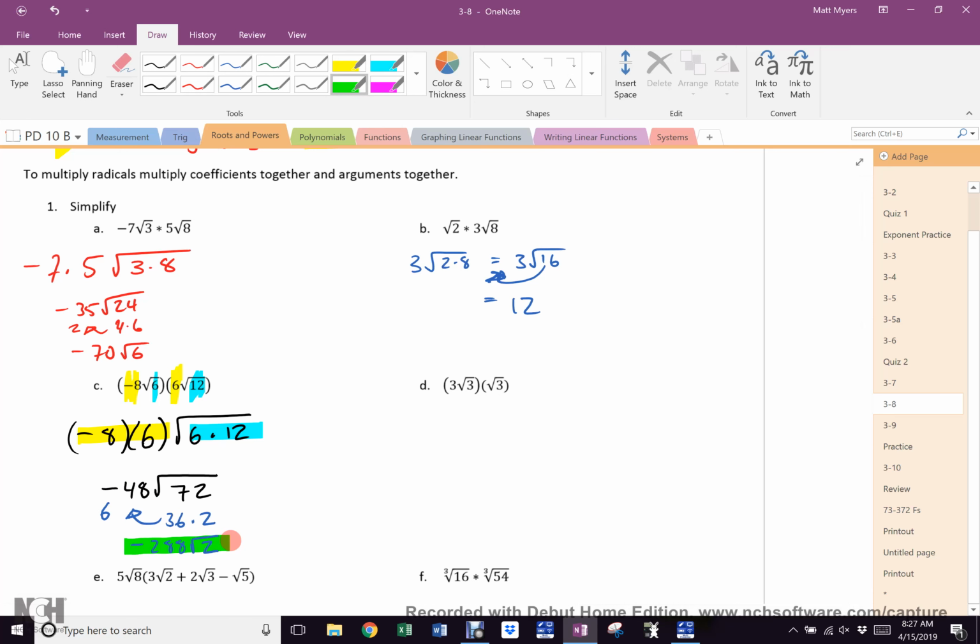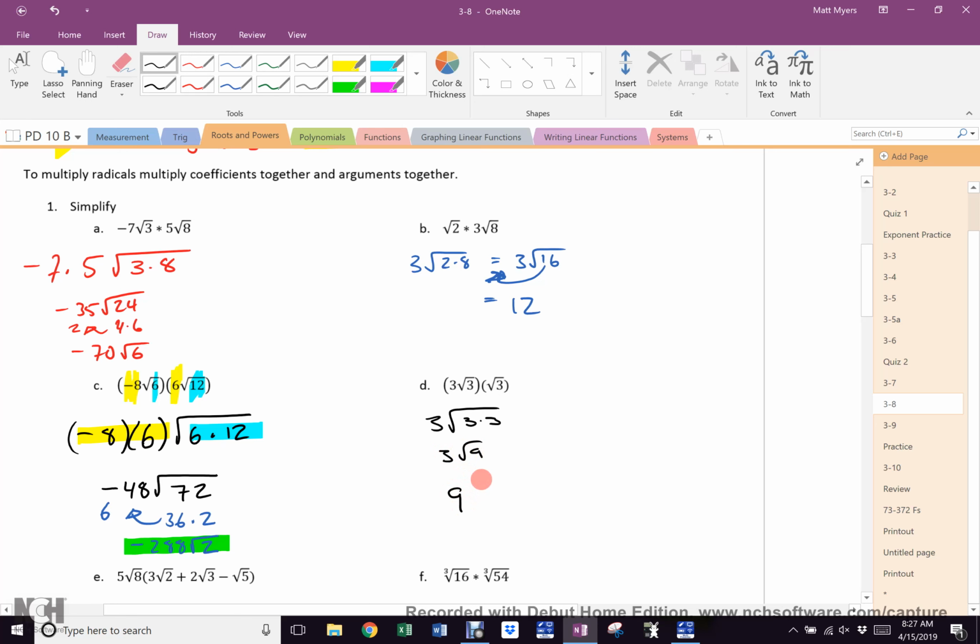Okay. Now, here I have 3 root 3 times 3, which is 3 root 9. What is the root of 9? 3, so it's 3 times 3, which is 9.